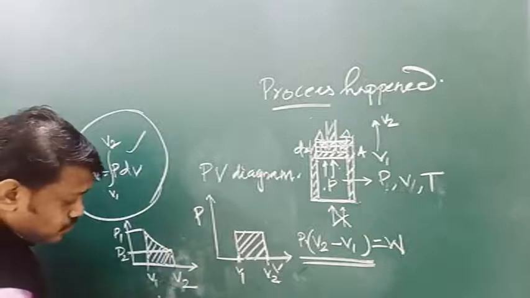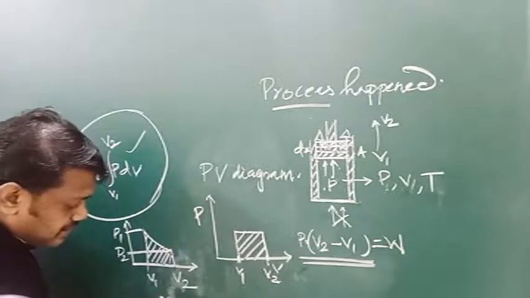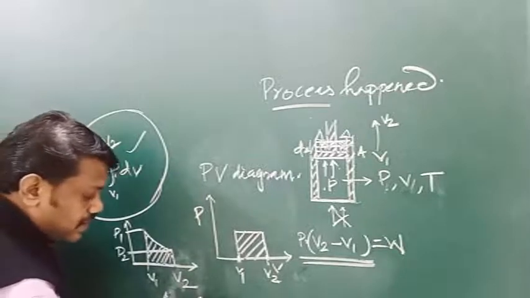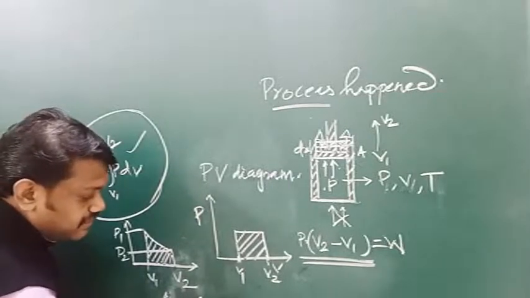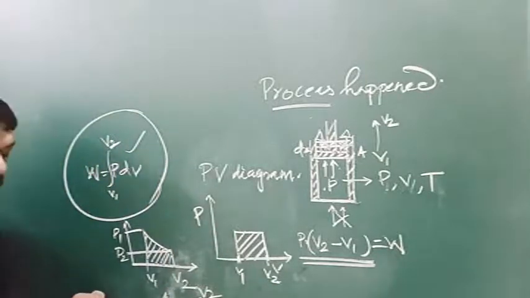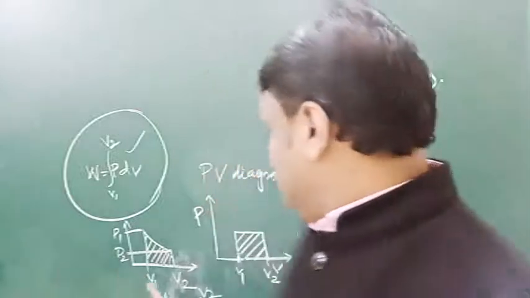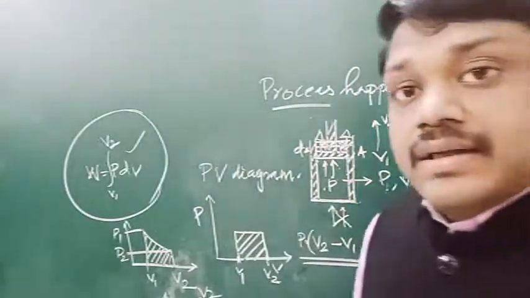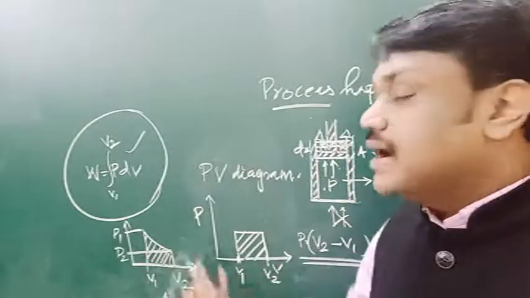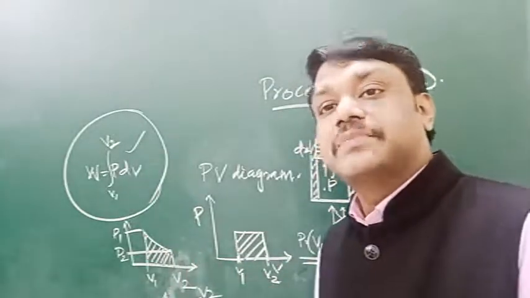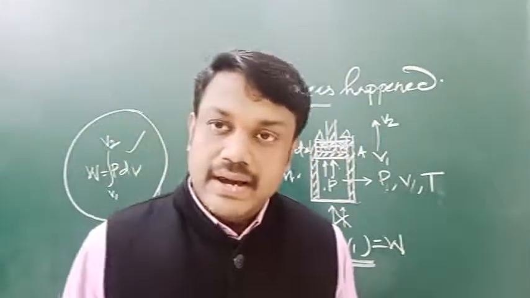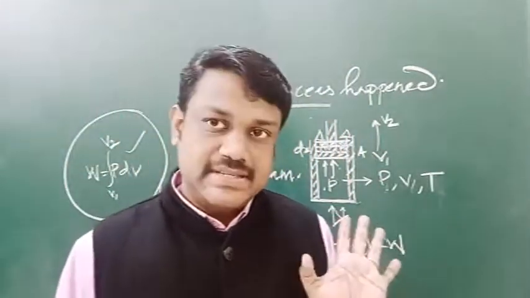So that is W, or the area under the curve, delta A, or simply the area, equal to the integral of P dV from V1 to V2. These two are the hint that we can get from the PV diagram. That means the area under the PV diagram gives the work done in that thermodynamic process.